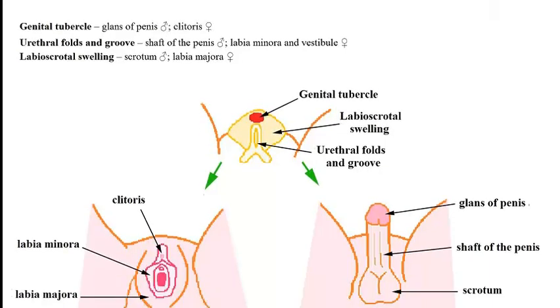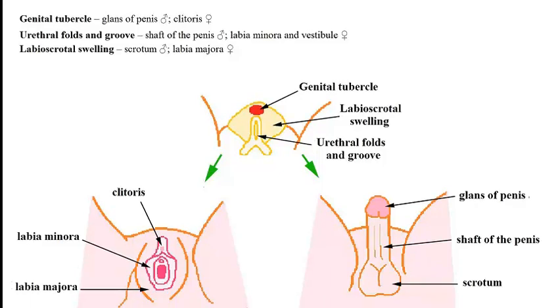So as we just discussed, both male and female have developed from similar structures. So let's discuss how different embryonic structures give rise to male and female reproductive organs. So first we have the genital tubercle, which is shown right here in red, and it gives rise to the glans of the penis in males or the clitoris in females. All right, so the glans of the penis in males and the clitoris in females, these are sexual counterparts.